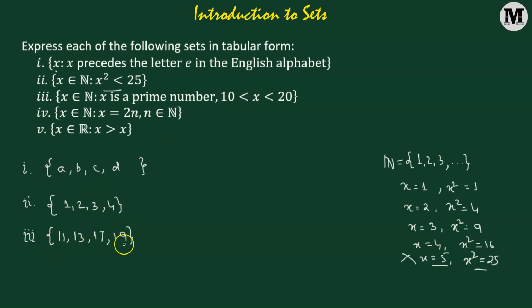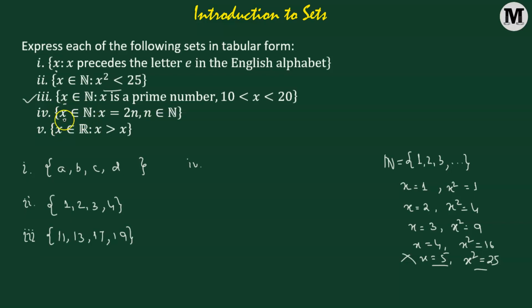So these are the 4 elements of the set as given in 3, expressed in its tabular form. These are prime numbers lying between 10 and 20. Okay, now clearly these are natural numbers, so it satisfies the condition that x belongs to the set of natural numbers. Coming to the fourth one, here we have the set containing the elements x such that x belongs to the set of natural numbers.